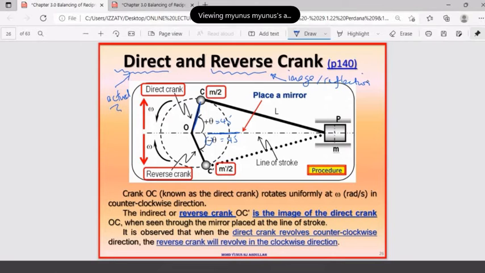So if the common crank is rotating counterclockwise from your seat, the reverse crank will be rotating clockwise from your seat. So that is the difference between direct crank and reverse crank. Where do you find the direct crank and reverse crank? Could anyone answer me? Where do you find the direct crank and reverse crank?